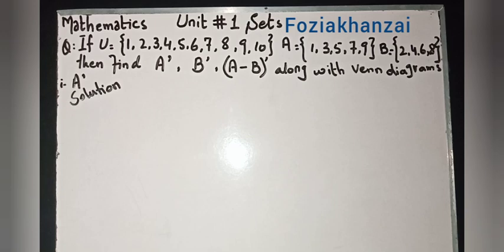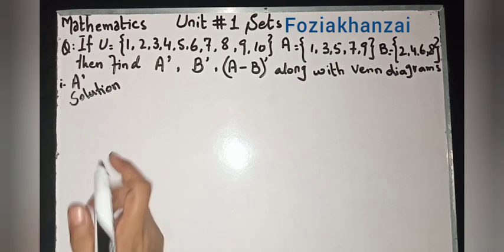Your question is, if U is equal to {1, 2, 3, till 10}, A is {1, 3, 5, 7, 9}, B is {2, 4, 6, 8}. Okay, elements. Now we have 3 sets. Then find A complement, B complement, A difference B whole complement, along with Venn diagram. First you solve it, then represent it by Venn diagram.